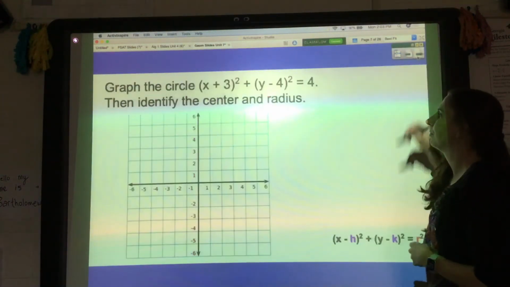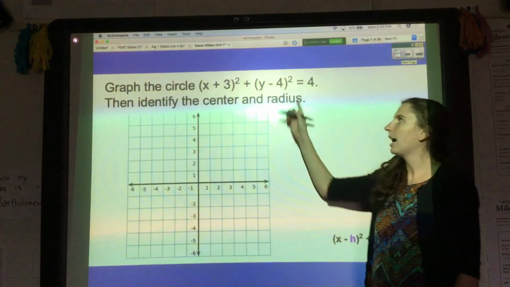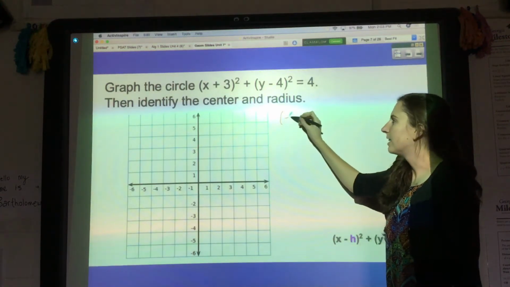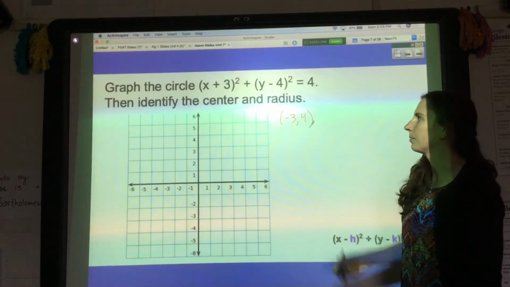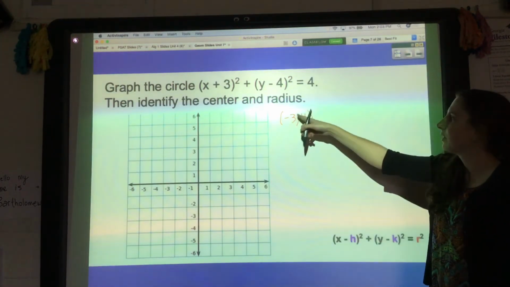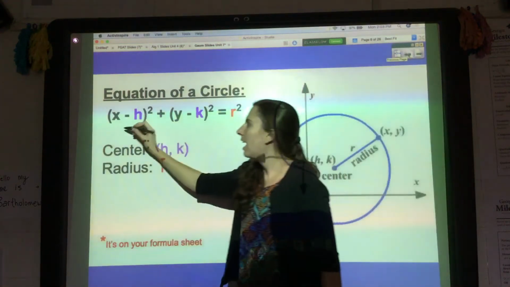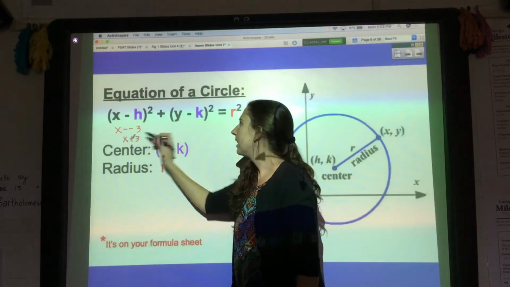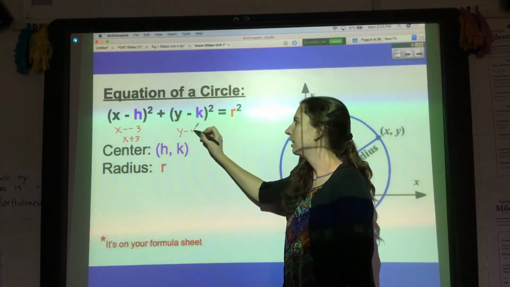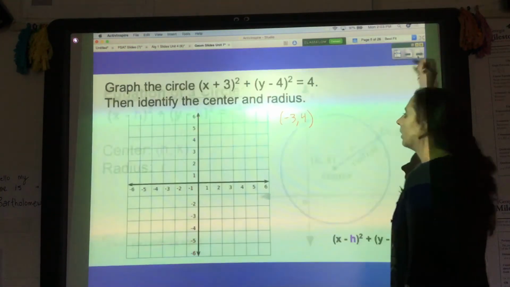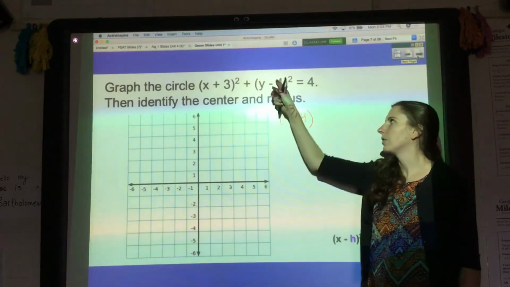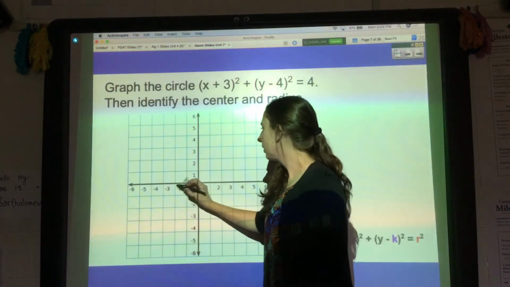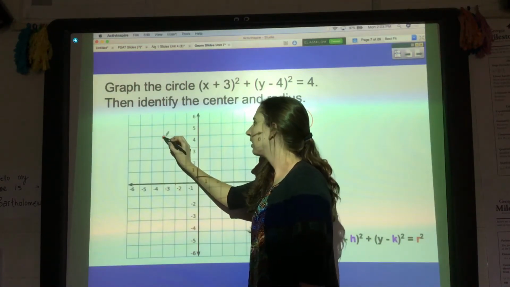For example, let's say I want to graph the circle that has this equation. I know that it's going to have a center at -3, +4. Because if I plugged in -3, 4 here, x minus -3 is how it becomes x plus 3. And if I did y minus 4, that's how it becomes -4. So basically you just flip the signs of those, and that tells you the center of the circle. So let's go to -3, 4. 3, 1, 2, 3, 4. That's the center of the circle.